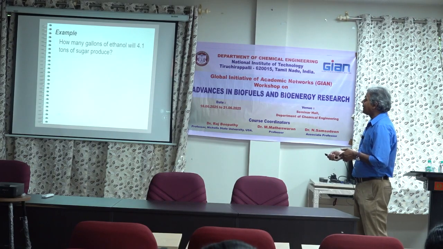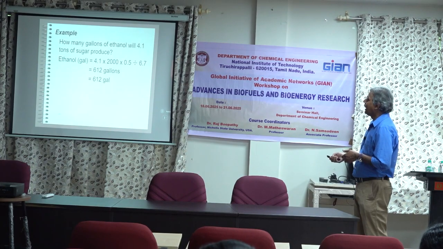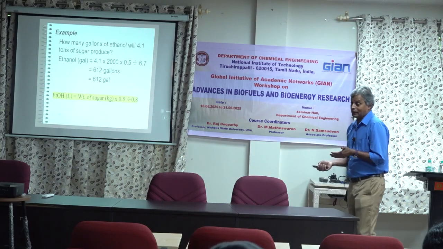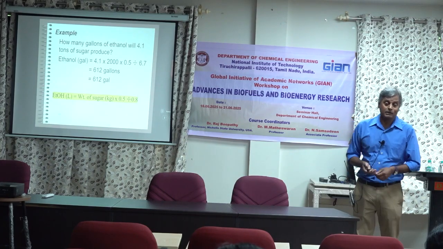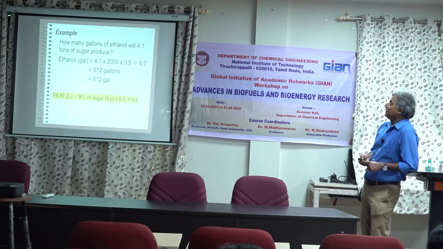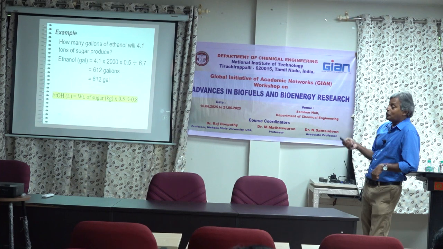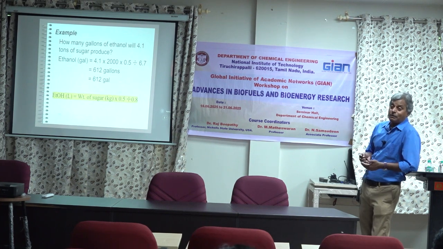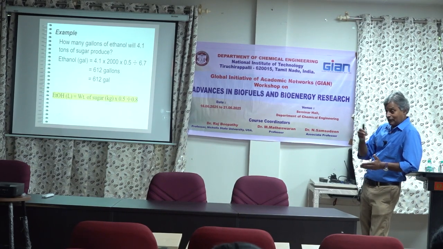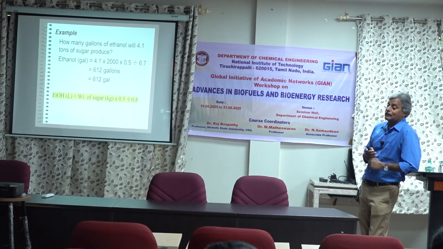So let's talk about a question of how many gallons of ethanol we can make from 4.1 tons of sugar produced. If a farmer produces 4.1 tons of sugar, how much ethanol can you make? So 4.1 times 2,000, since 2,000 pounds equals 1 ton, right? When you compute that with 0.5 divided by 6.7, which is the yield, you can make 612 gallons of ethanol.